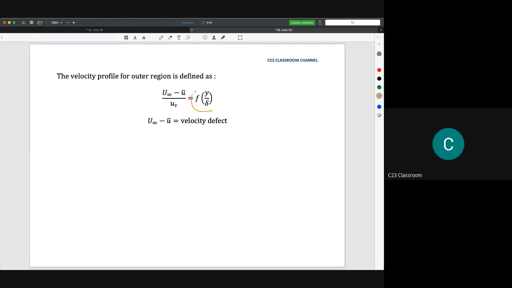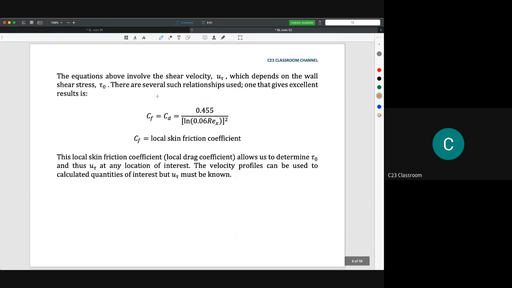And then the velocity for the outer region is u minus u over u tau, which can be shown as a function of y over delta. This happens because the velocity here has a defect. So it's okay, just here until the end of the slide. I shortcut everything.